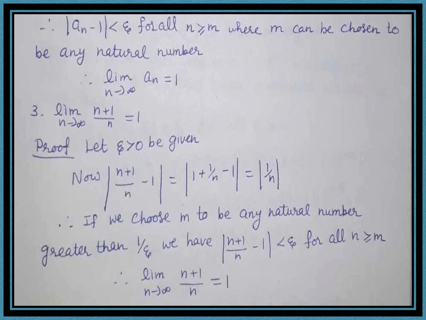The next example is limit n tends to infinity of n plus 1 divided by n equals 1. So as usual, we are going to select epsilon greater than 0.